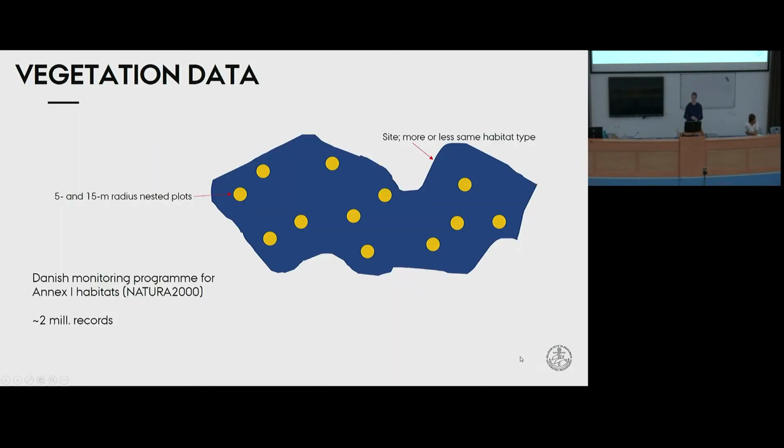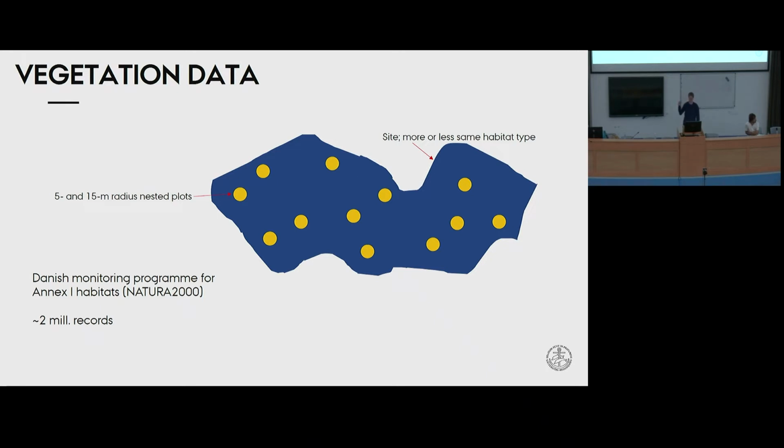And then I thought I would present the vegetation data as well, because I reckon that maybe some of you are interested in that. It's at least a good data set for collaborative purposes later on, maybe. We have this monitoring program in Denmark covering all the Annex 1 habitats within the European Habitats Directive, also known as the Natura 2000 habitats.